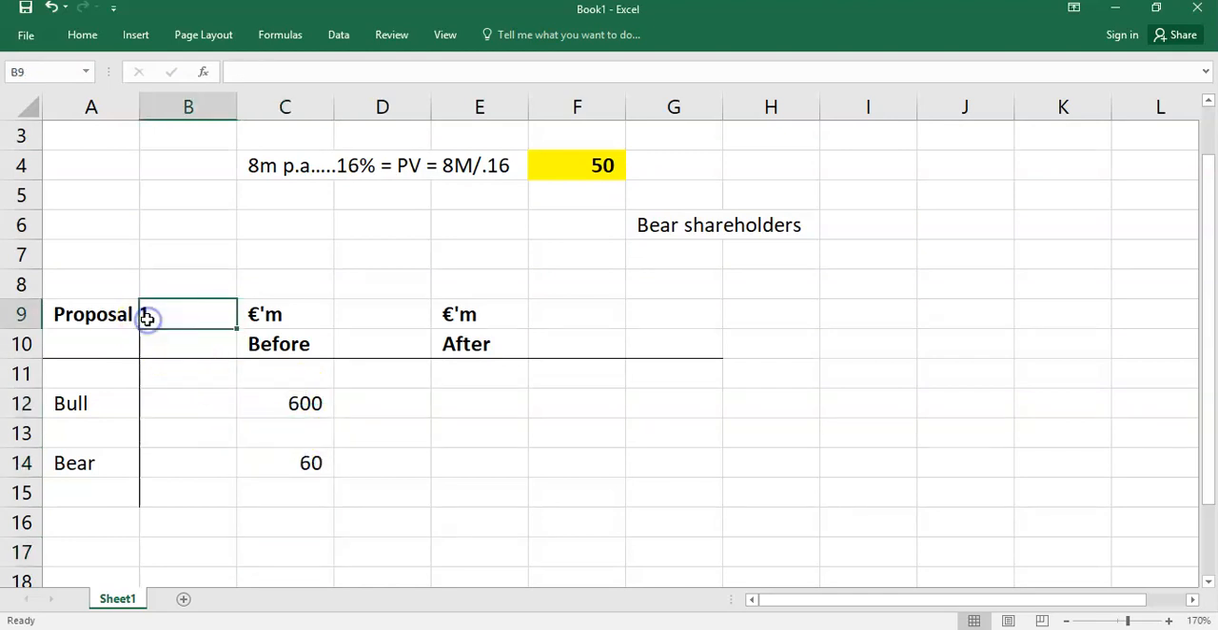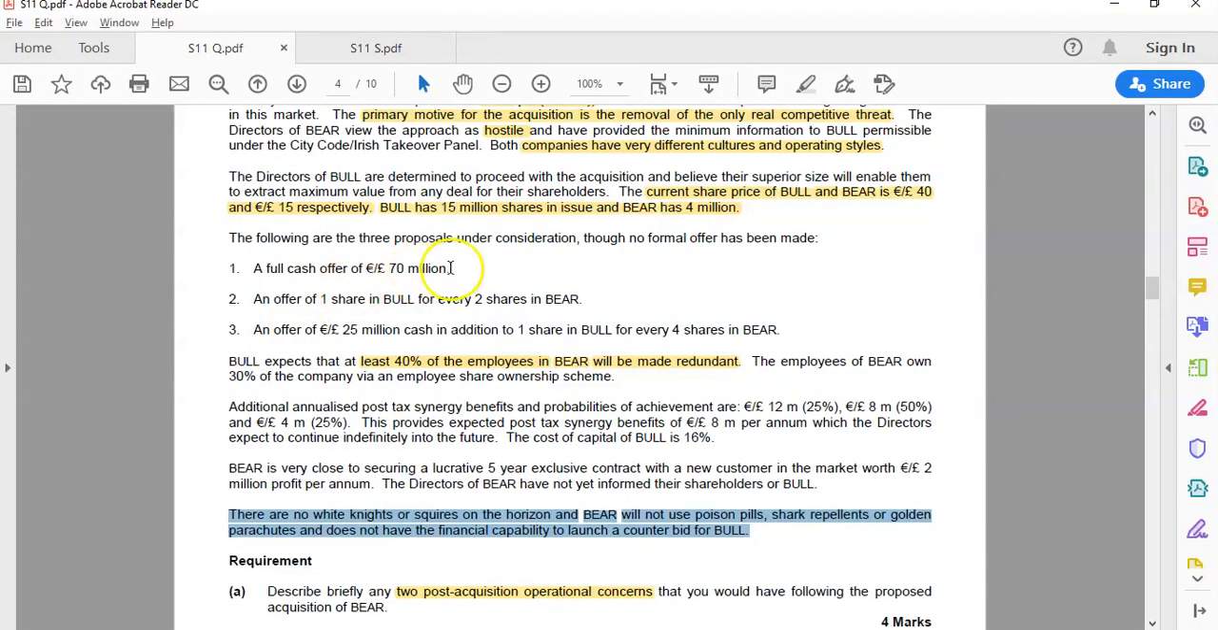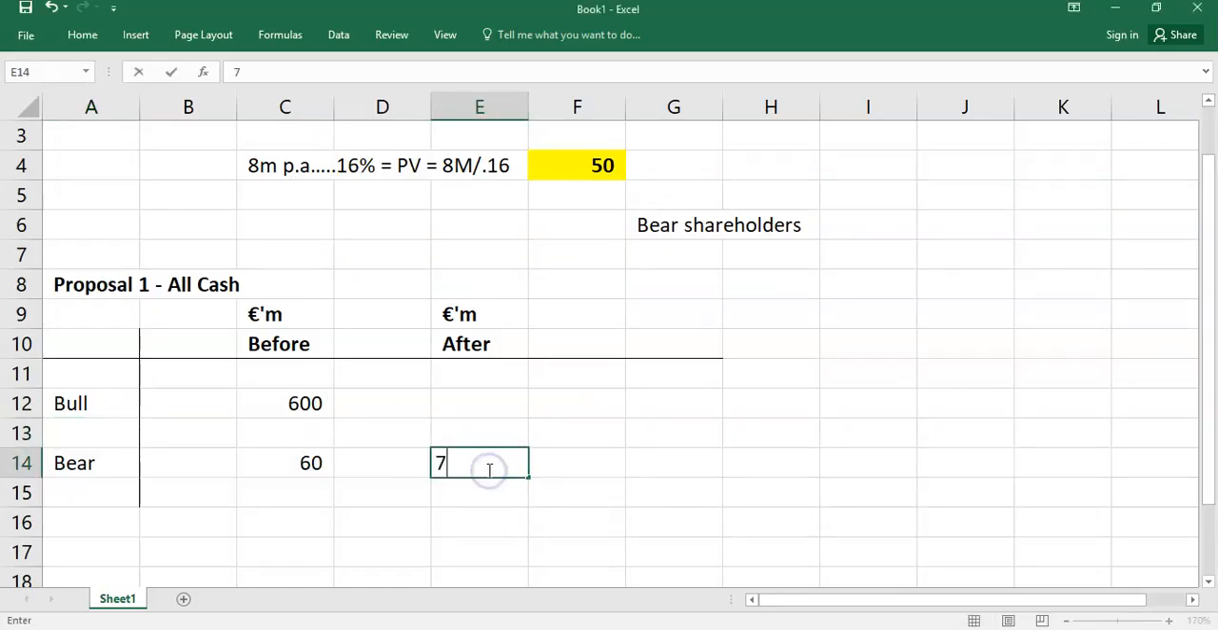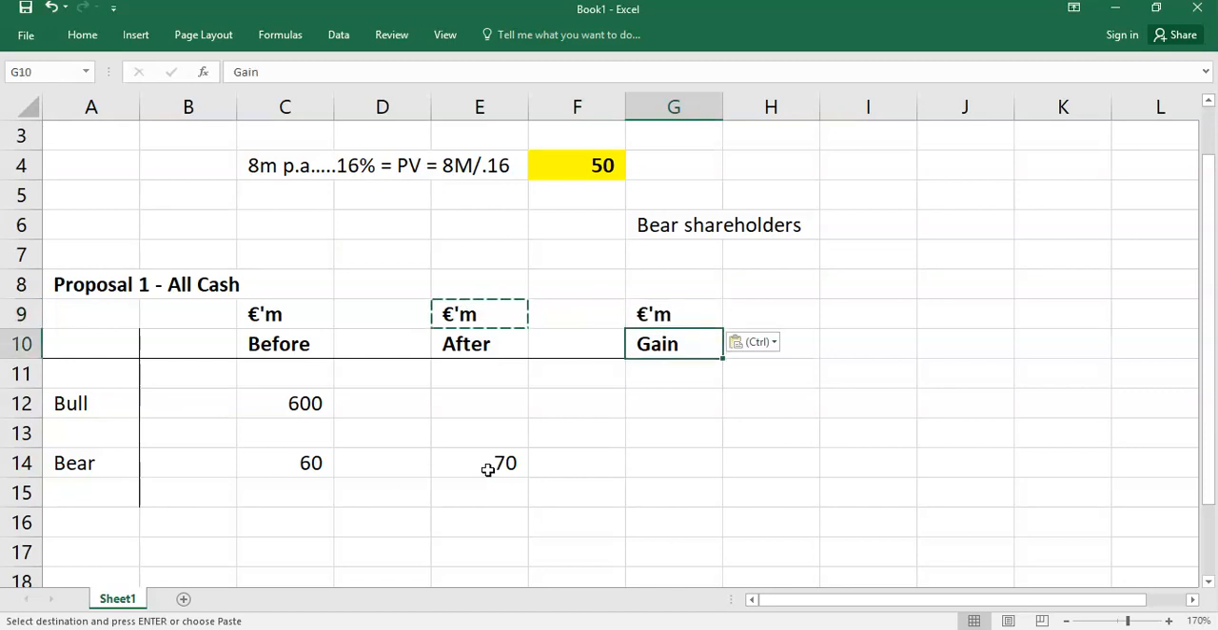This is proposal 1, and I'll just bring this up one. This is what we call all cash. So here, the plan is to offer bear shareholders 70 million cash. So afterwards, they're just going to have 70. So that means the gain here, in euro millions, is that bear shareholders are going to be 10 million better off. Because they had something that was worth 60, they've been offered 70 for it, so they're 10 better off.